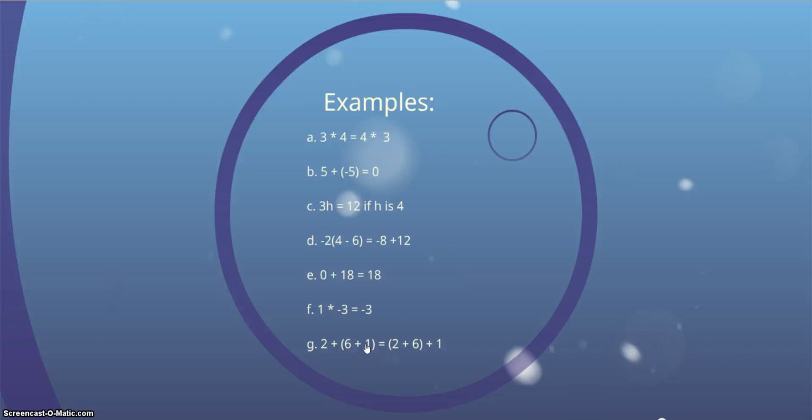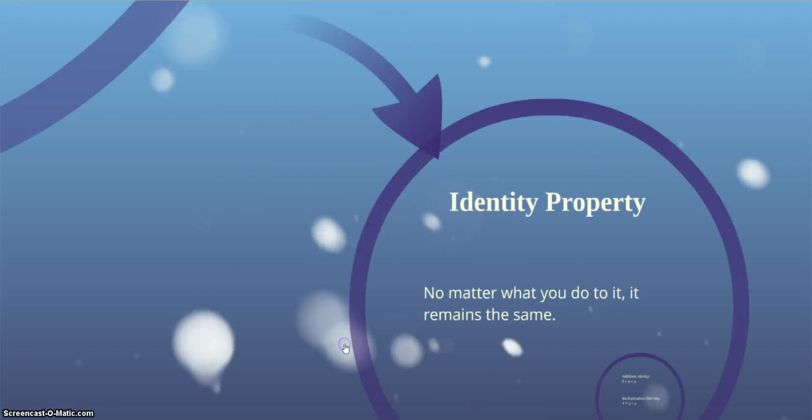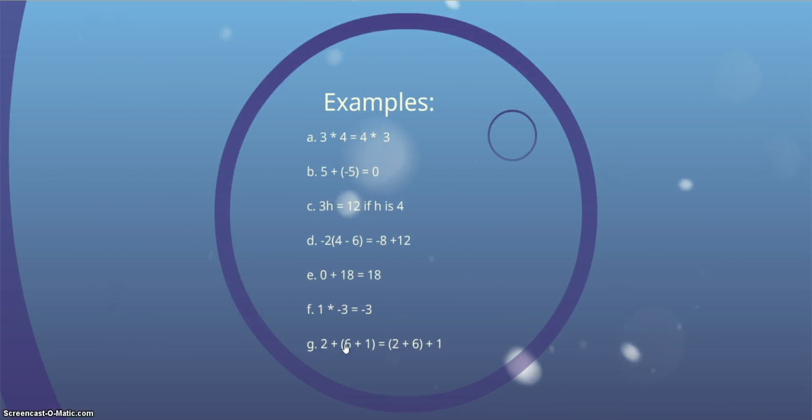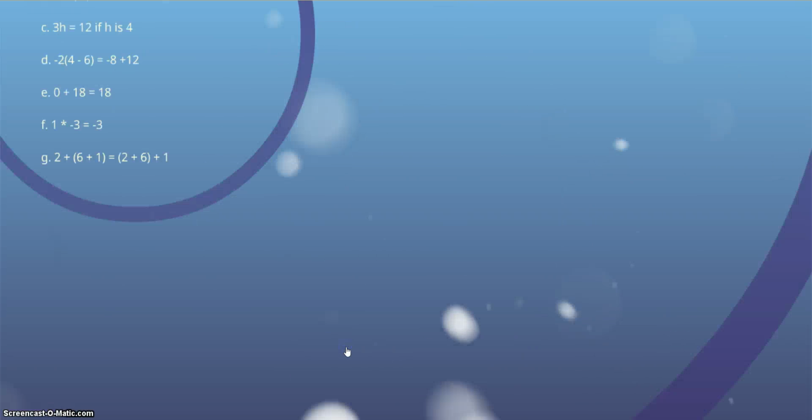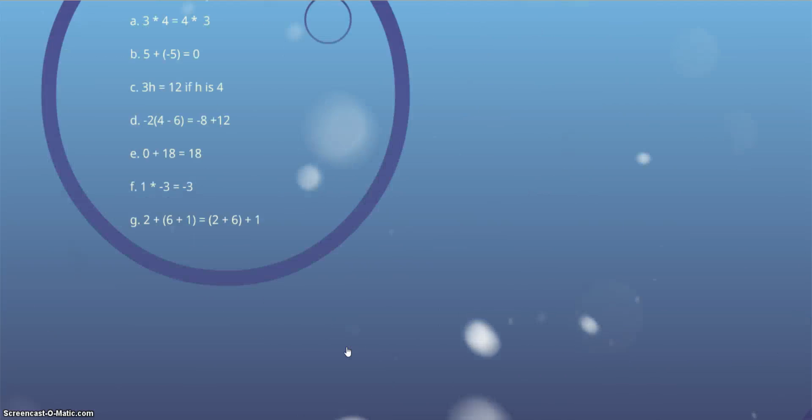0 + 18 equals 18. This is the identity property because no matter what we added to it, it remained the same because we have the 0. And then 1 times -3 is equal to -3. This is also the identity property because it remained the same because we multiplied by a 1.